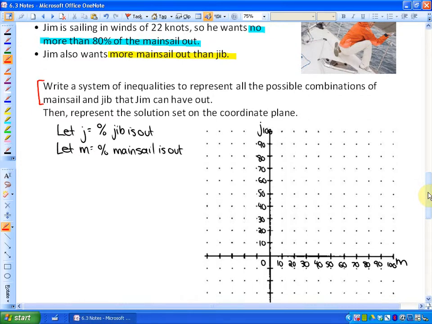So what I've done is let J represent the percent that the jib is out. Those are the two things we're comparing, the jib and the mainsail. So I've decided to call the y-axis the jib axis and the x-axis the mainsail axis, and these are the percentages that they are out.